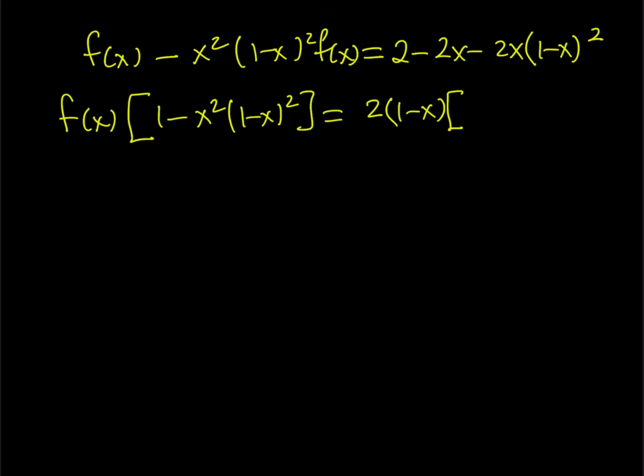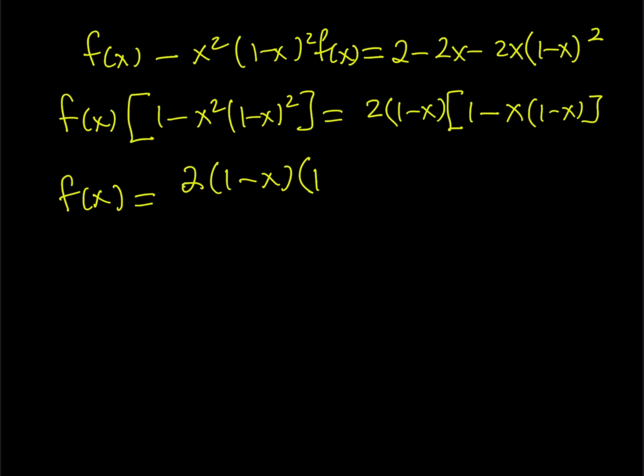And then I should be getting 1 minus, since I take out the 2 and one of the 1 minus x's, I get x times 1 minus x from here. Now I'm going to go ahead and factor this expression, but let me do that in the next step. So this expression is in kind of factored form, 2 times the quantity 1 minus x.